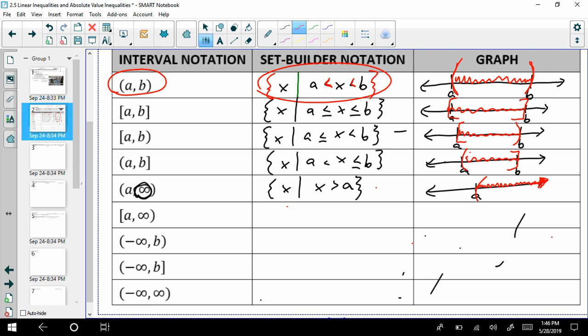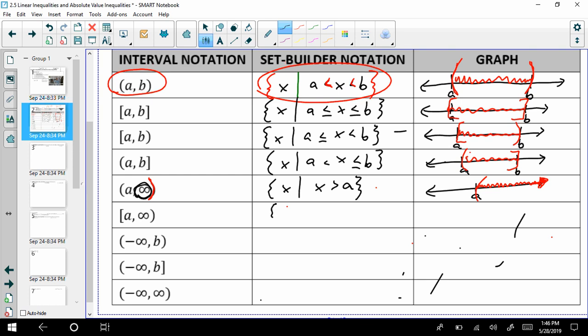Fun fact, infinity, if it's mentioned in the notation, it will always have a parenthesis. There will never be a bracket with infinity because I can't reach it. It's not a number. So a bracket should never, ever, ever be with the infinity symbol.